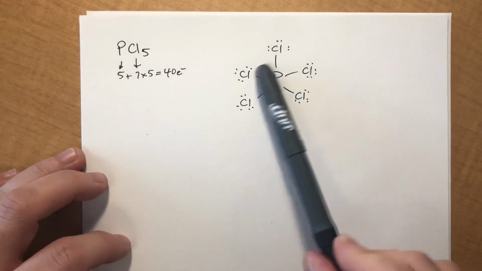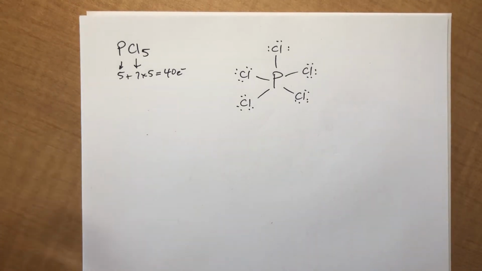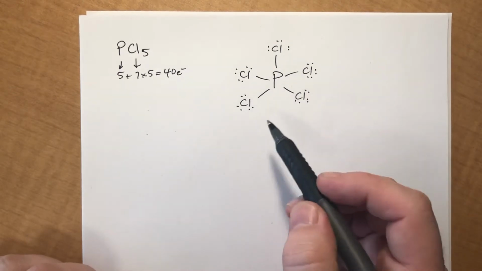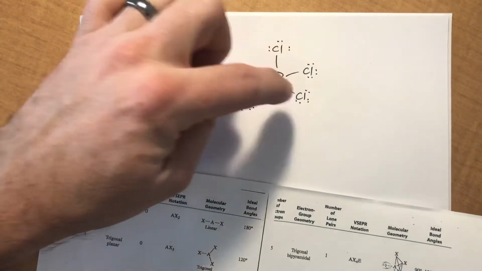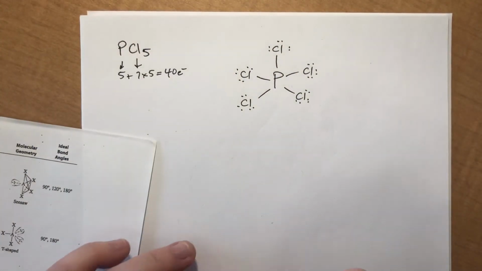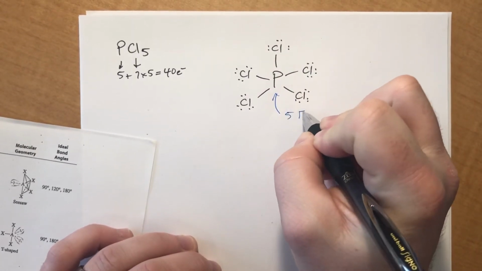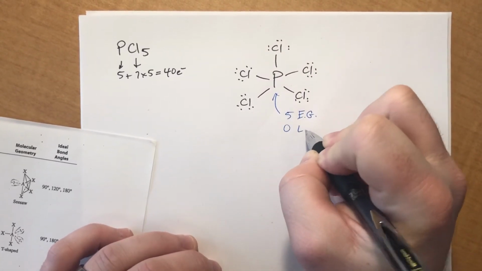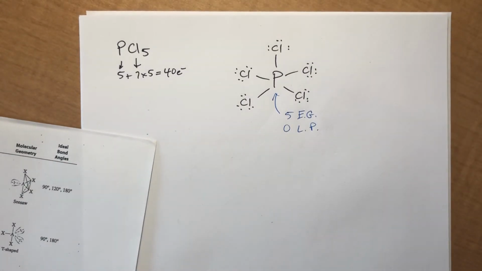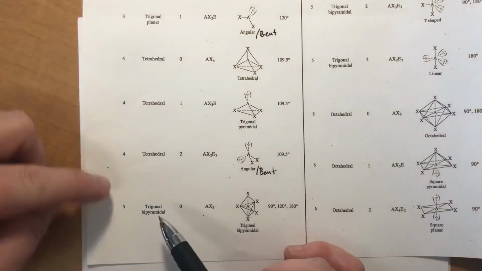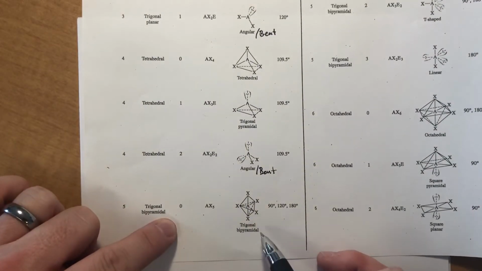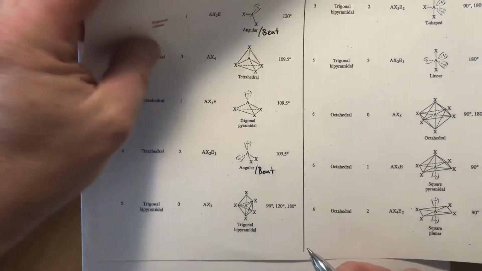If you check the formal charges, which I've been kind of skipping because I'm more worried about the geometries than I am about the Lewis structures, everything would come out to 0. Phosphorus would violate the octet rule, but it still has a charge of 0. So we have 1, 2, 3, 4, 5 electron groups, and 0 of those are lone pairs. So 5 electron groups, 0 lone pairs, we would expect a trigonal bipyramidal.